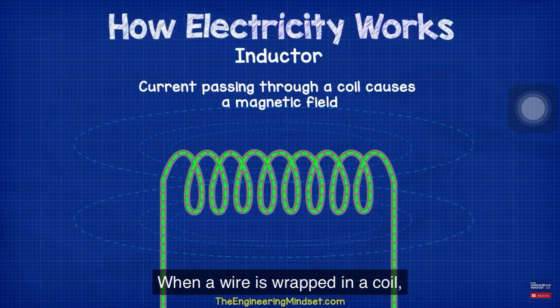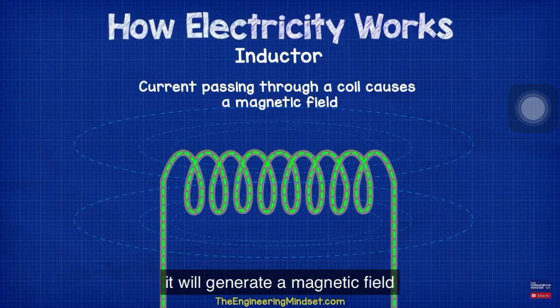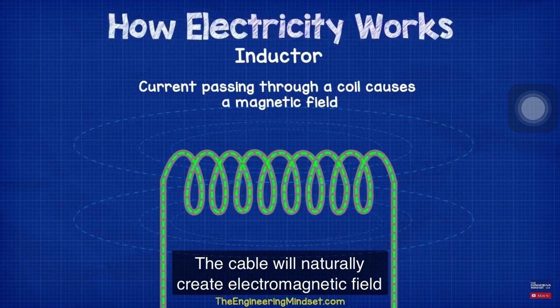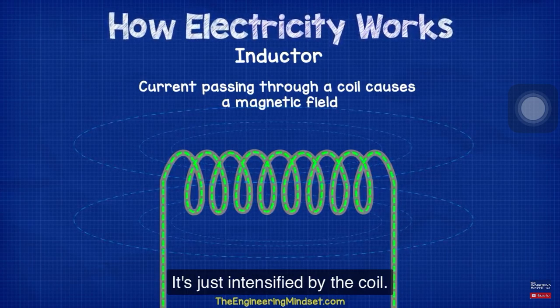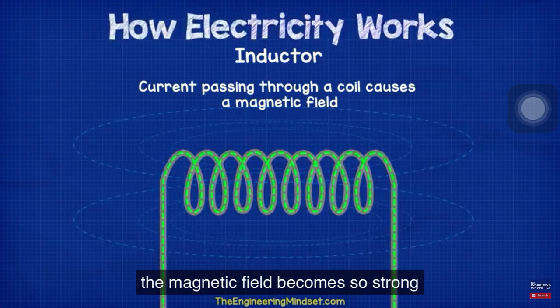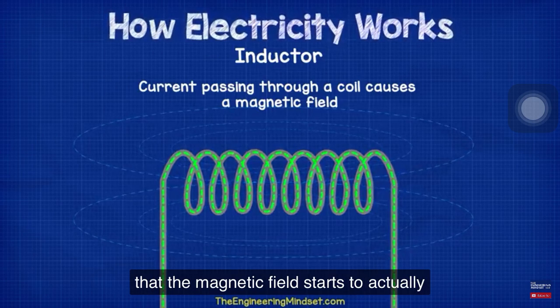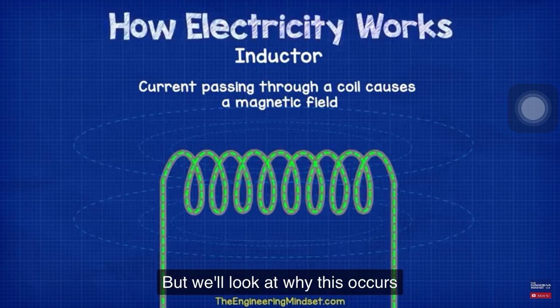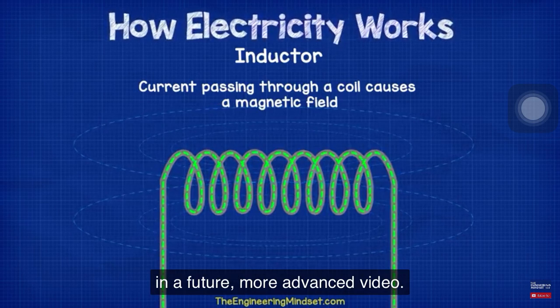When a wire is wrapped in a coil, it will generate a magnetic field as the current passes through it. The cable will naturally create an electromagnetic field by itself, it's just intensified by the coil. By wrapping it in a coil, the magnetic field becomes so strong that it starts to actually affect the electrons within the wire. But we'll look at why this occurs in a future, more advanced video.